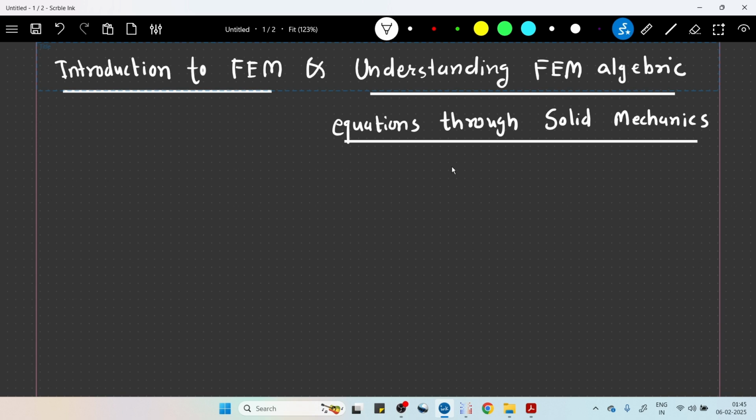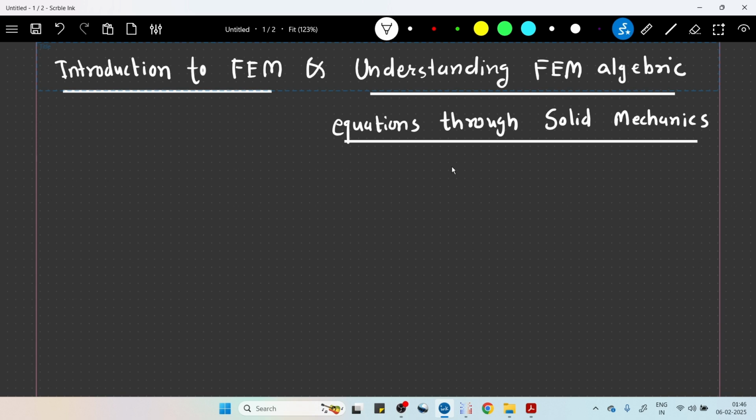Okay, so what is FEM? FEM is a numerical method to solve partial differential equations. Further going forward, you will understand this definition more clearly. For now, it's a numerical method to solve partial differential equations, and this PDE represents particular physics. This physics can be electromagnetics, fluid dynamics, heat transfer, or in our case it's solid mechanics. So we are going to talk about structural mechanics or solid mechanics point of view.